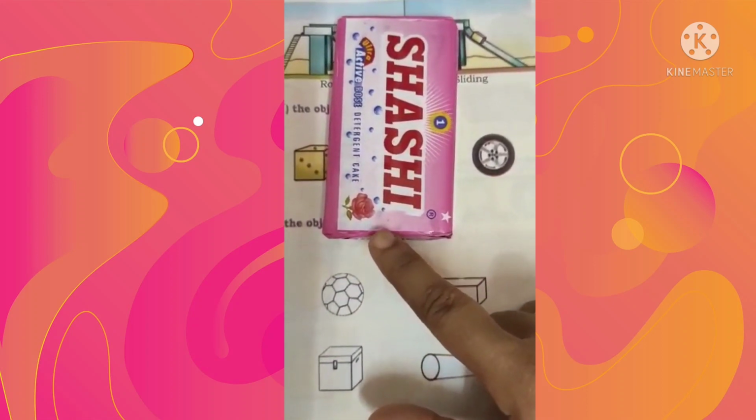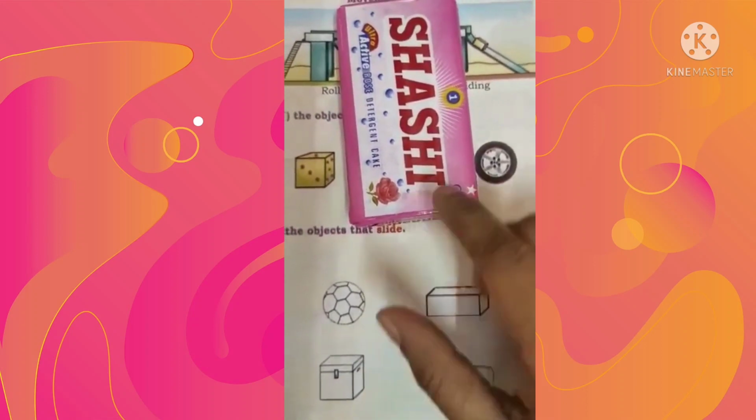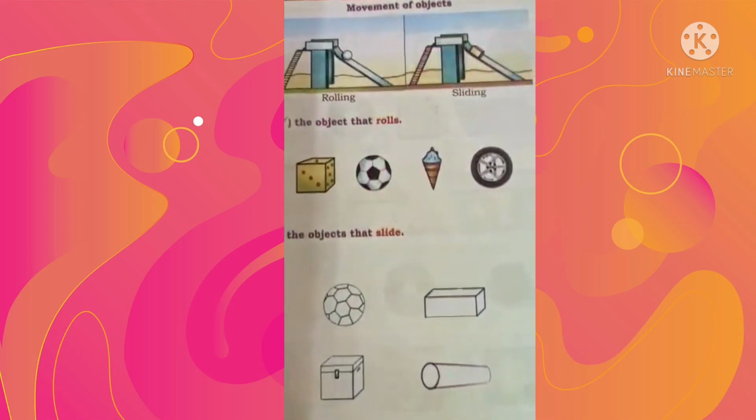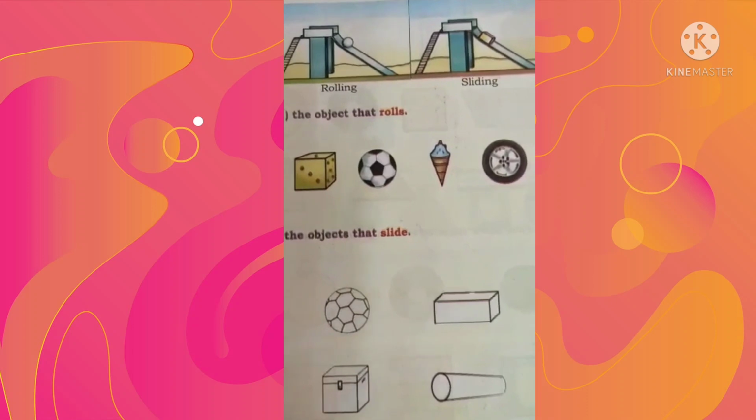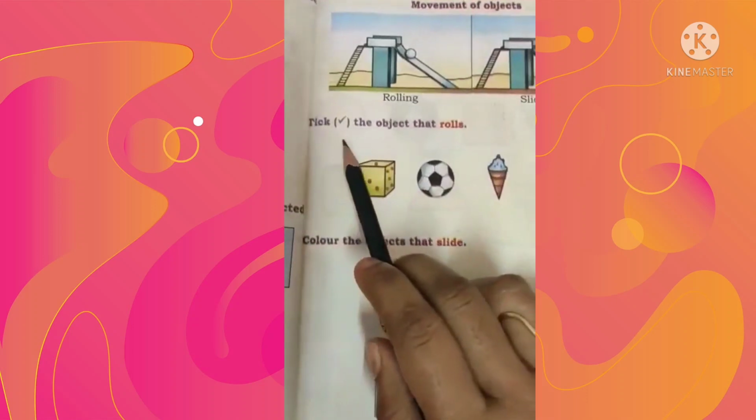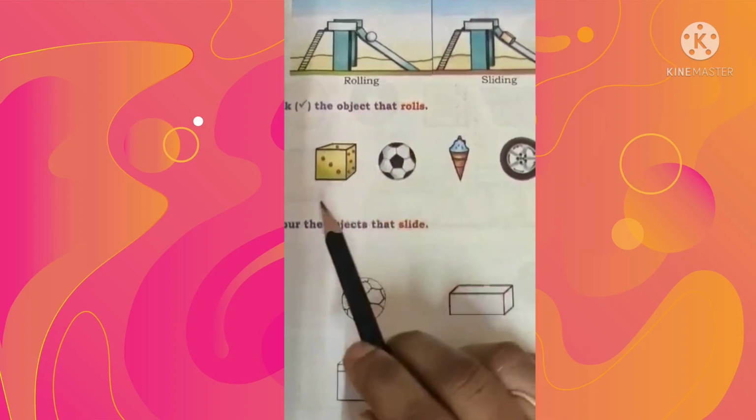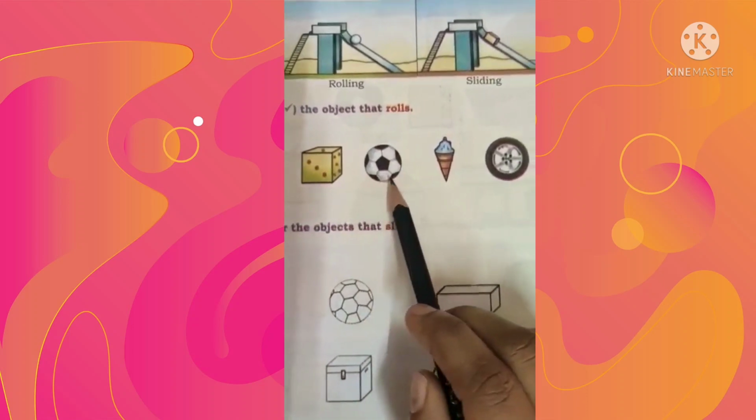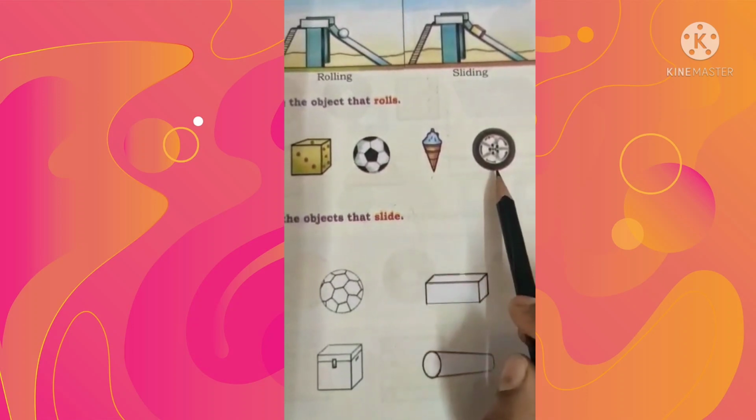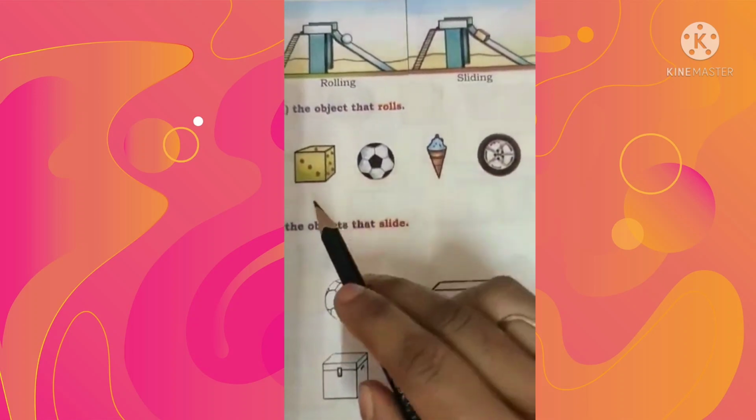So this one we are calling sliding. Now look at the page number 19. Here, tick right the object that rolls. Look at the picture: dice, ball, cone ice cream and wheel. Now you have to tick right mark for the rolling object.